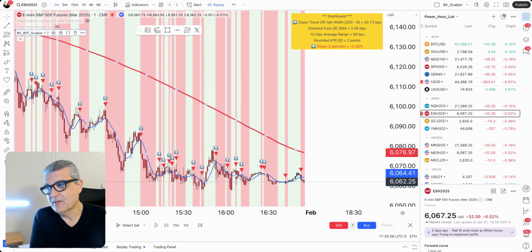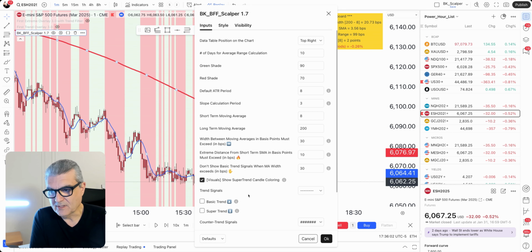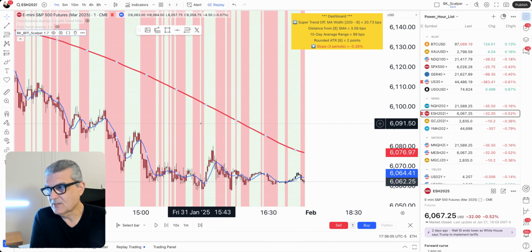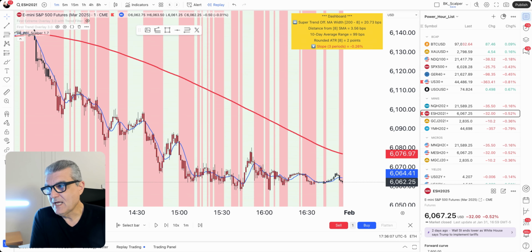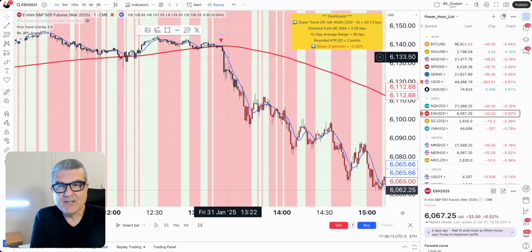So that's the scalper structure. Now, in addition to the scalper structure, there's two free overlays. I'm going to undo all the signals on scalper just so that we don't get too much on the chart. And we'll go to the first trend overlay. The first trend overlay will simply give you prices when the 8 period and the 200 period cross over.